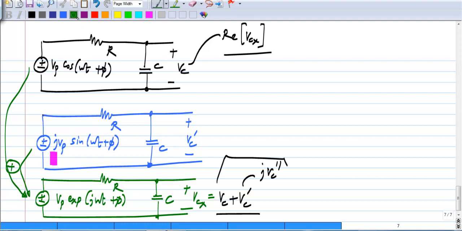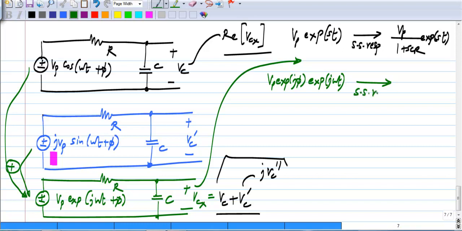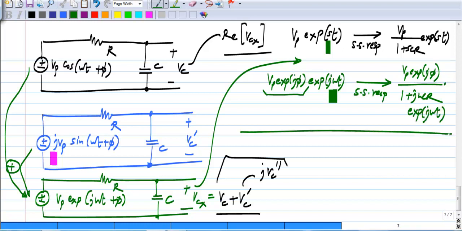The response of this can be written down again quite easily because we know that Vp exponential st has a steady state response. Remember, I am only talking about steady state response here. It is Vp by 1 plus SCR times exponential st. Now, this here, which is Vp exponential j phi exponential j omega t, has a steady state response. I have taken out exponential j phi to be part of the multiplying factor. I'll have Vp exponential j phi divided by 1 plus j omega CR. So s is j omega, that's all. So this times exponential j omega t.